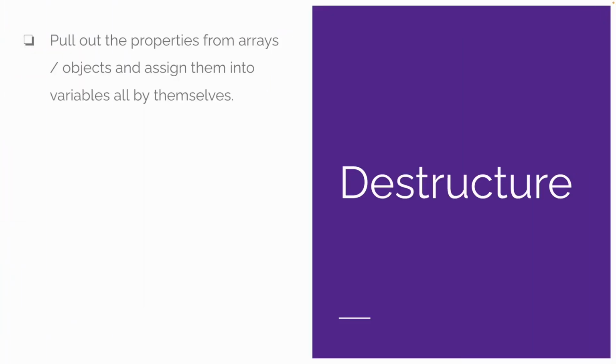The next feature is destructuring. So we can have objects and arrays destructured. The word destructuring sounds a bit cryptic, but the functionality behind the scenes is pretty simple. All it does is pull out properties from arrays and objects and assign them into variables all by themselves.